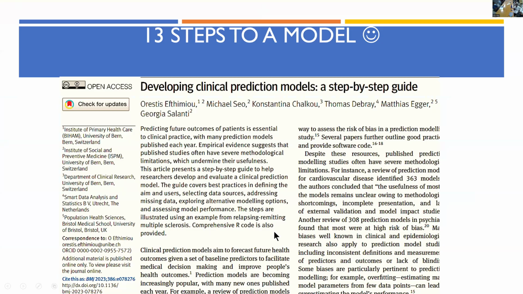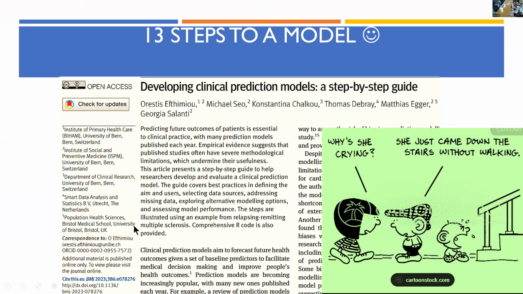Okay. Now, let us say that one of you wants to develop a model for one of your studies. Let us take 13 steps to a model. And this is an article by Georgia Salanti and colleagues, published in BMJ 2023. Now, somebody will say like, oh, this is a bit too much, 13 steps. What happens if you don't follow the steps correctly?